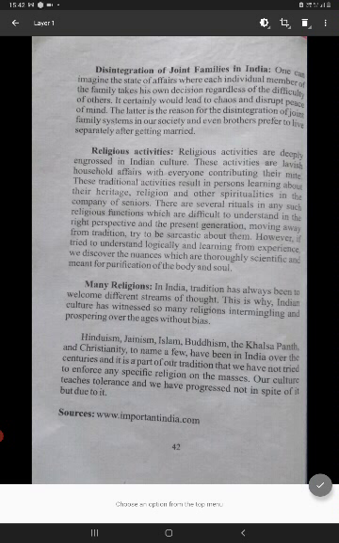Many religions. In India, tradition has always welcomed different streams of thought. This is why Indian culture has witnessed so many religions intermingling and prospering over the ages without bias. There are Hinduism, Jainism, Islam, Buddhism, Kalasha Panth, and Christianity, to name a few, that have been in India over the centuries. And it is a part of our tradition that we have not tried to enforce any specific religion on the masses.